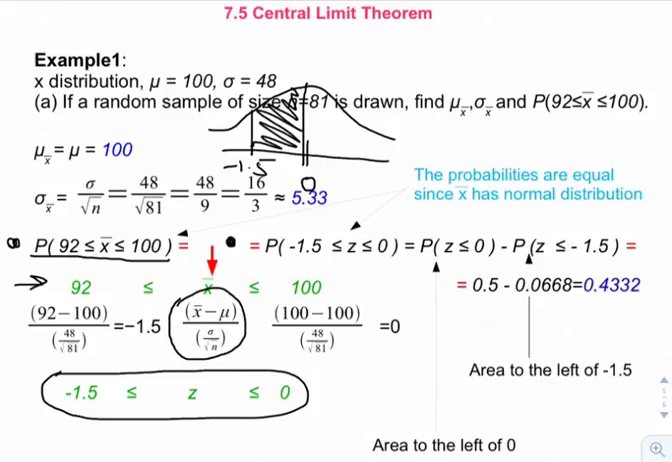So the area to the left of Z is 0 is of course a half. Half the area is to the left of the mean. And when we look up -1.50 on our Z table, we get 0.0668. We do the subtraction, the larger minus the smaller, of course, because the resulting area, the resulting probability must be positive, and we get 0.4332.